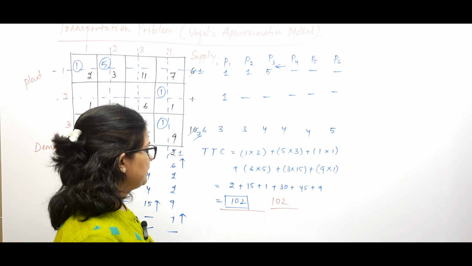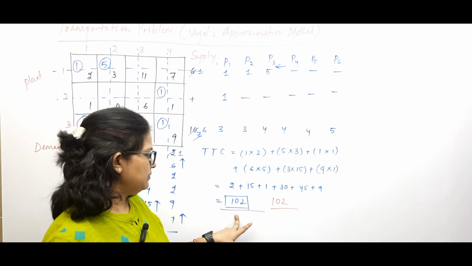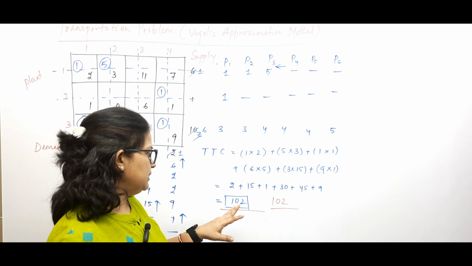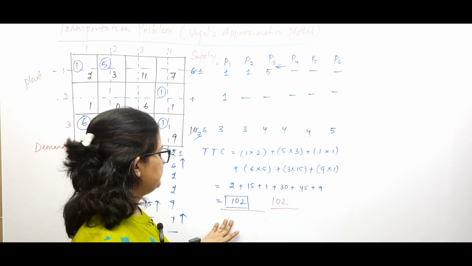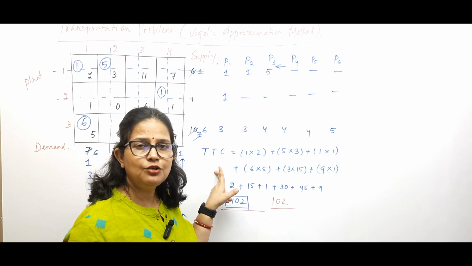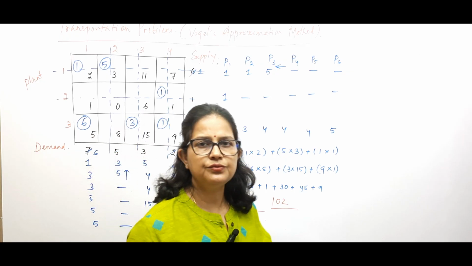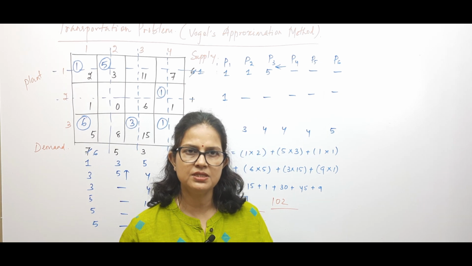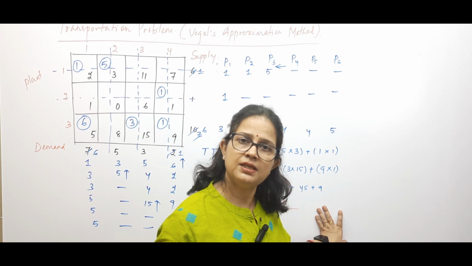If you see, this question only we have discussed for least cost method and our answer was 116. For this case, it is 102. So if you see, this method may be very close to our optimal solution. So for the optimality test, we can go for the Modi method or the modified distribution method, which is called Modi method. So that method we are going to discuss in our next class.